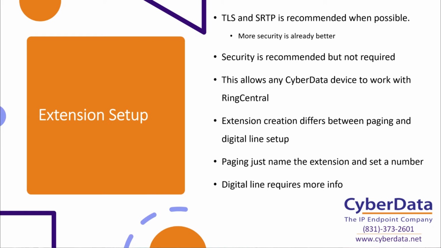But when you're setting up a paging device, all you need is the name of the extension. CyberData would recommend, for example, if you're setting up a speaker, naming it Classroom 1 speaker or Classroom 2 speaker, so that they're easily identifiable if you need to do any work on the platform in the future. And then just set an extension number as desired. But like I said, a digital line requires a little bit more information: a specific full phone number that you want to use, emergency 911 information, all the kind of stuff that you would expect with a full seat, a regular digital line on RingCentral.